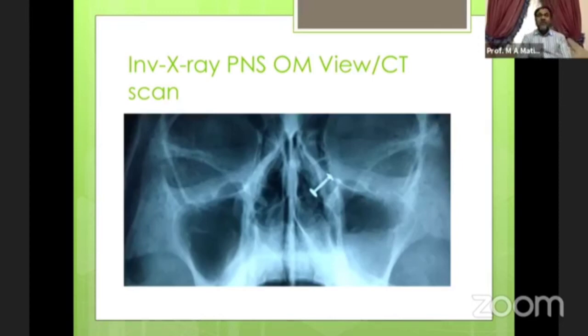So how to read this X-ray? Suppose this is your OSPE examination. X-ray paranasal sinuses, occipitomental view, showing air and fluid level or haziness in the left maxillary sinus in its lower half with air and fluid level. So these are very good findings. And other sinuses are normal. So my diagnosis is acute maxillary sinusitis on the left side, or left acute maxillary sinusitis.